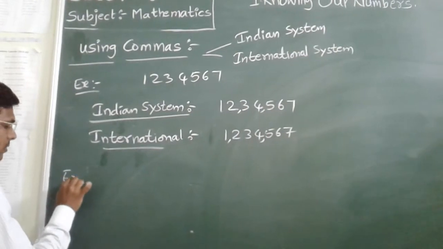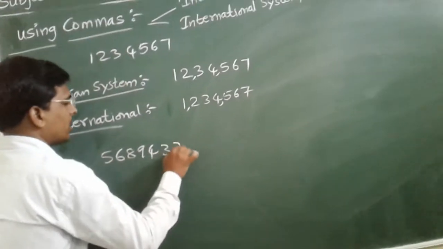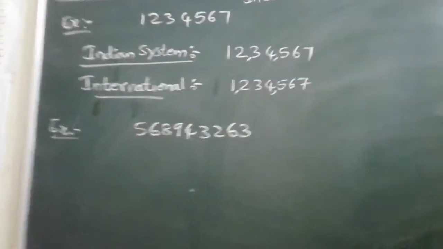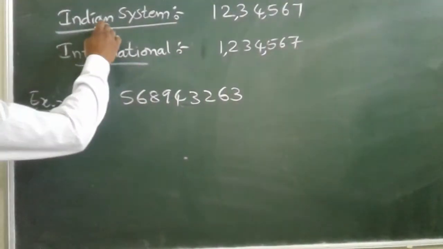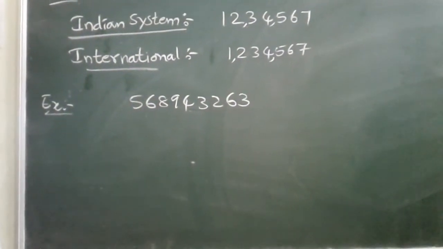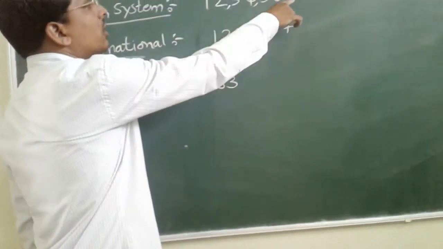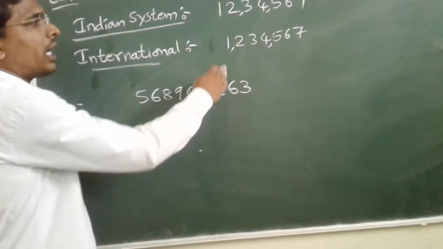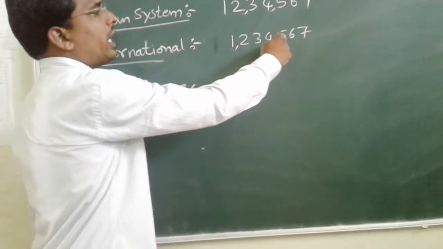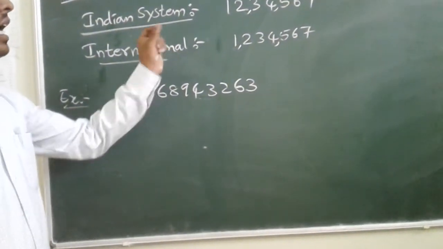For example, if you take one more: 5 6 8 9 4 3 2 6 3. This is a very big number. How do you read it? If you keep commas in the Indian system and the international system, then it will be easy for you to read. So 12,34,567 is the number in the Indian system, and 1,234,567 is the international system. If you keep commas, it is very easy to read and write.